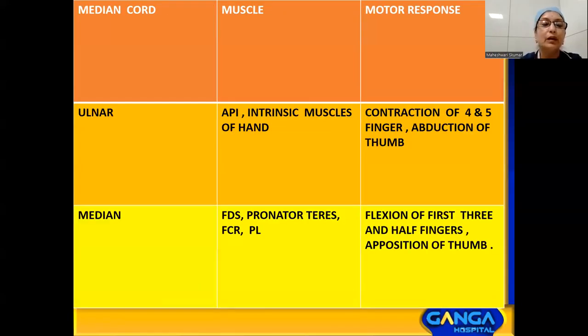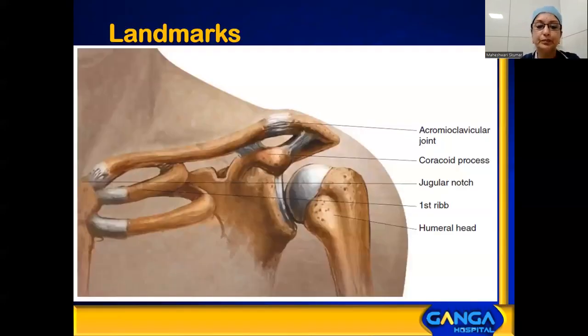Coming to the medial cord, which contains the ulnar and the median nerve, when you stimulate the ulnar nerve, you get contraction of the 4th and 5th fingers and adduction of the thumb. And with the median nerve, flexion of the first 3.5 fingers and opposition of the thumb.